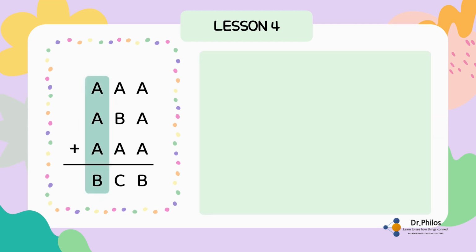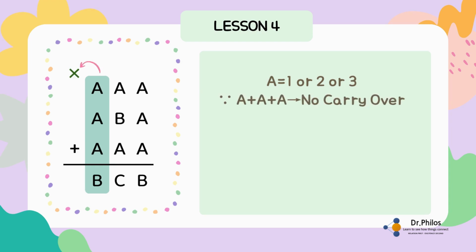The hundreds place A can be 1, 2, or 3, because we added the same 3 numbers but there's no carryover to the thousands place. The sum of the 3 numbers in the ones place is B, which is the same as the hundreds place. So there is no carryover from the ones to the tens place. There's no carryover from the tens to the hundreds place either.